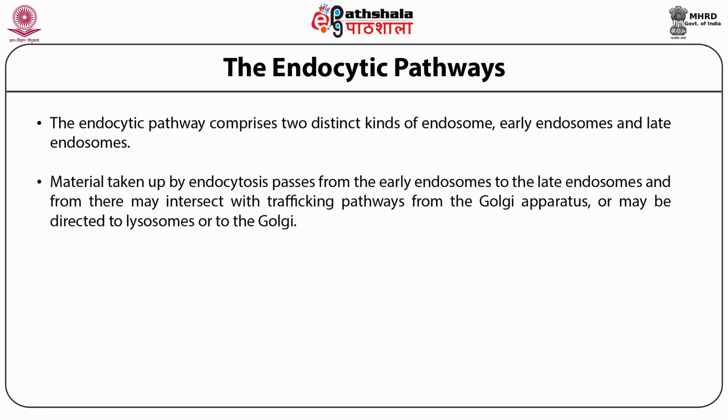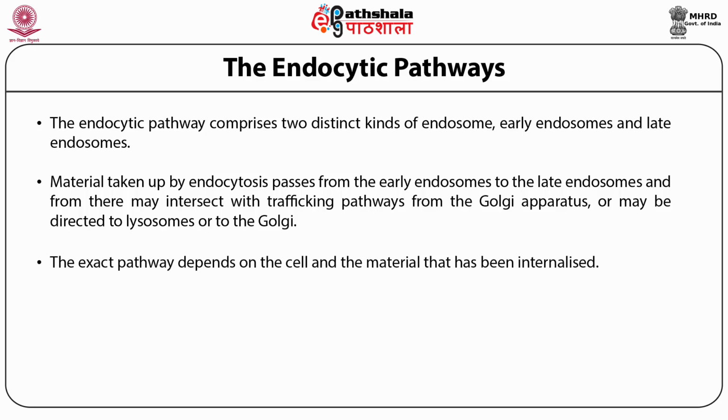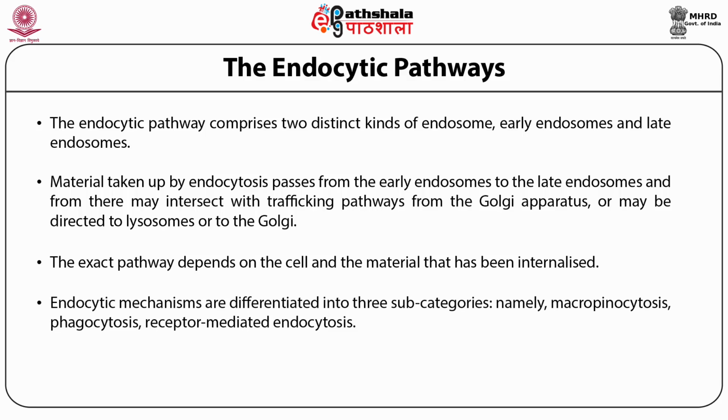Material taken up by endocytosis passes from the early endosome to the late endosome, and from there may intersect with trafficking pathways from the Golgi apparatus, or may be directed to lysosomes or to the Golgi. The exact pathway depends on the cell and the material that has been internalized. Endocytic mechanisms are differentiated into three subcategories, namely macropinocytosis, phagocytosis, and receptor-mediated endocytosis.